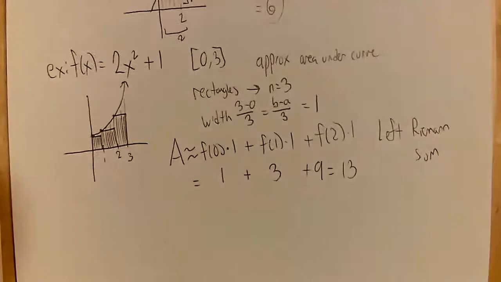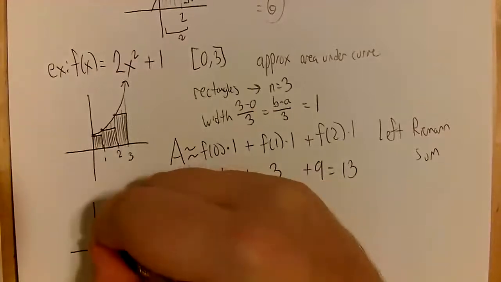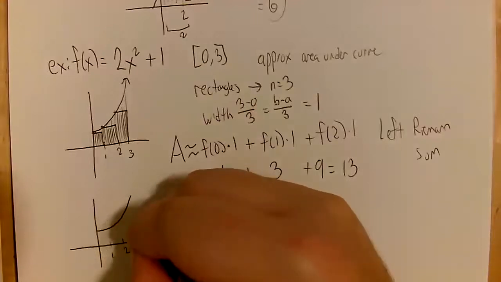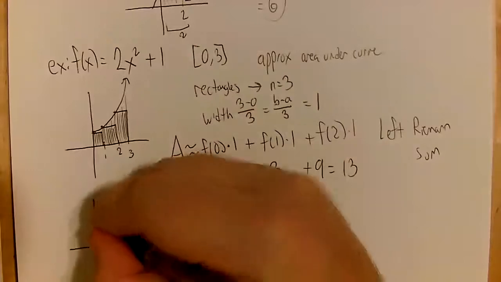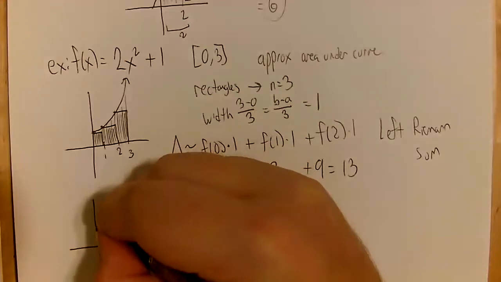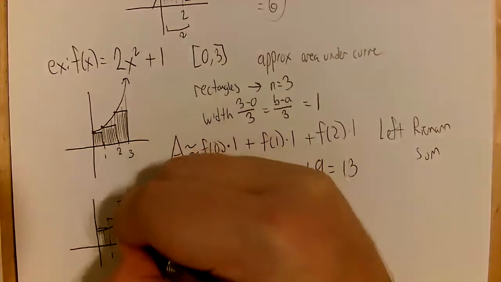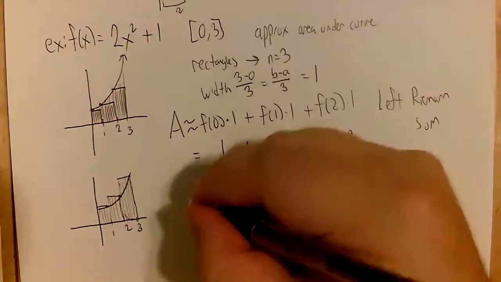Now, we could do this in a different way. We could get a different approximation for the same thing. As you might guess, we could break it up into the same number of intervals. Draw the picture again. We could break it into the same number of intervals, but instead of using the left endpoint, we can use the right endpoint. So there's our first rectangle. There is our second rectangle. And then our third rectangle will be like this. So this will be our right Riemann sum.